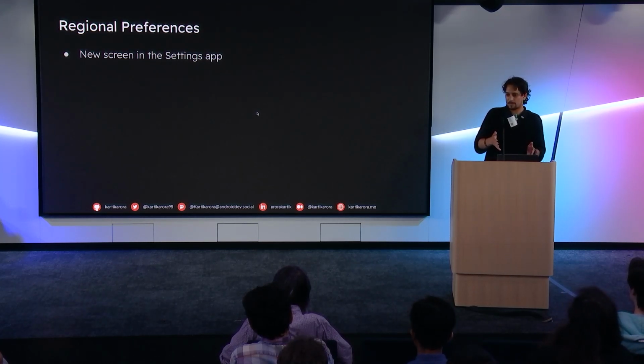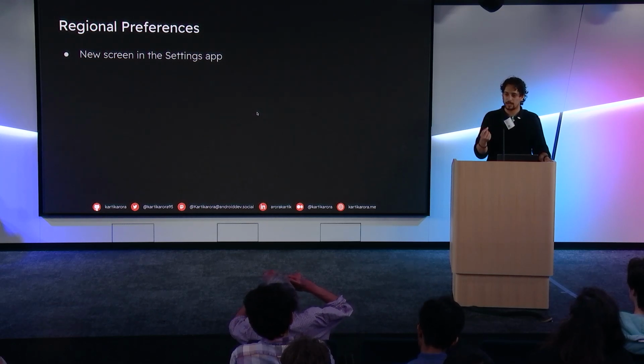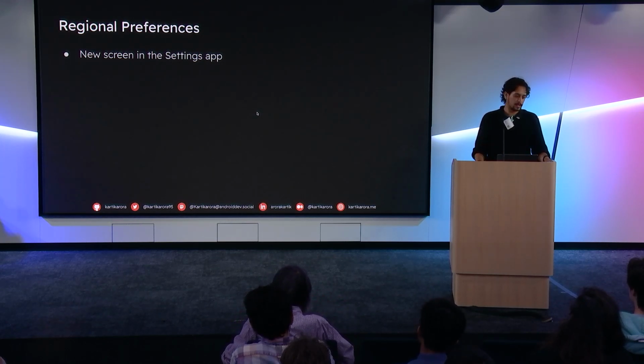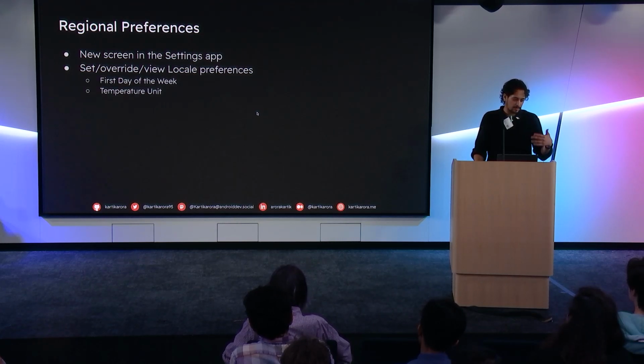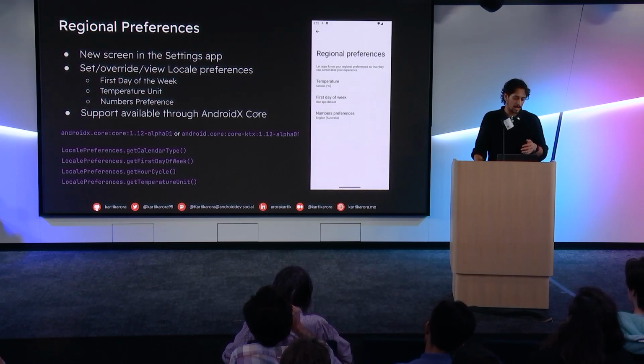And then your weather app, if it supports this new API, it'll continue showing you things in Celsius, even though the locale for that region says it should be Fahrenheit. So you can override, you can set new things. Things like first day of the week, temperature units, and number preferences are supported right now. At this point of time, though, there's no way to get what the number preference value has been set. And this is all available through Android X core library in alpha 1.12.0-alpha01.